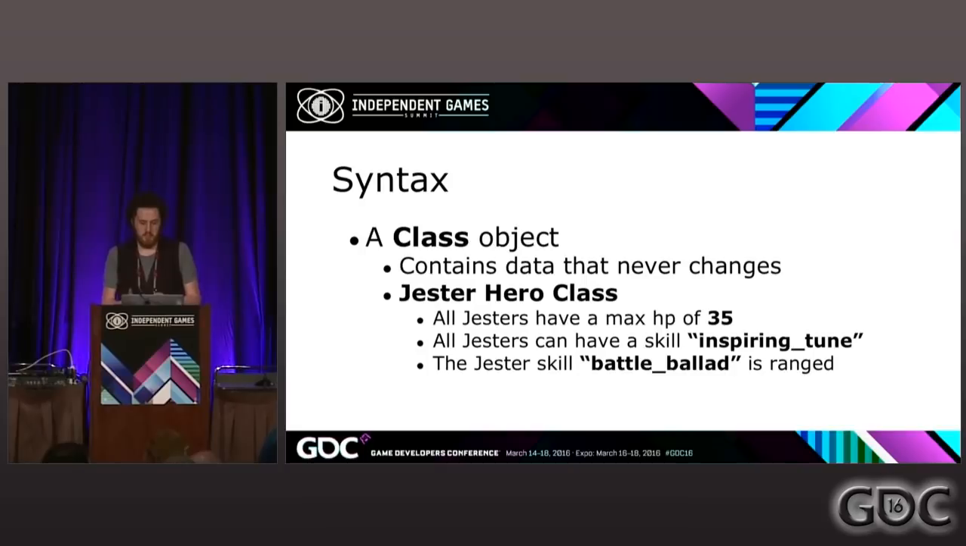So a little about syntax in the talk. I'm going to refer to a lot of things as classes. That's just stuff that's not going to change while the game is running. An example is a Jester that's a hero class, and he has a max HP of 35. He has a skill called Inspiring Tune, and his battle ballad is a ranged attack.